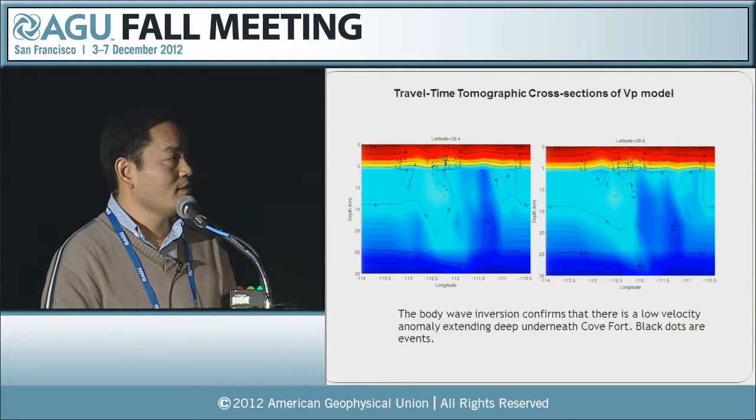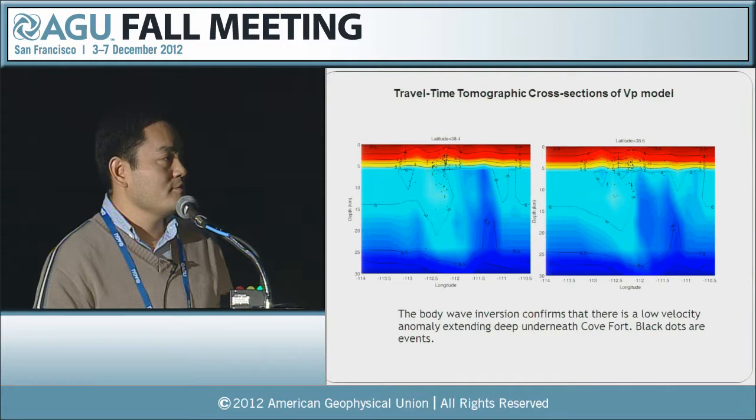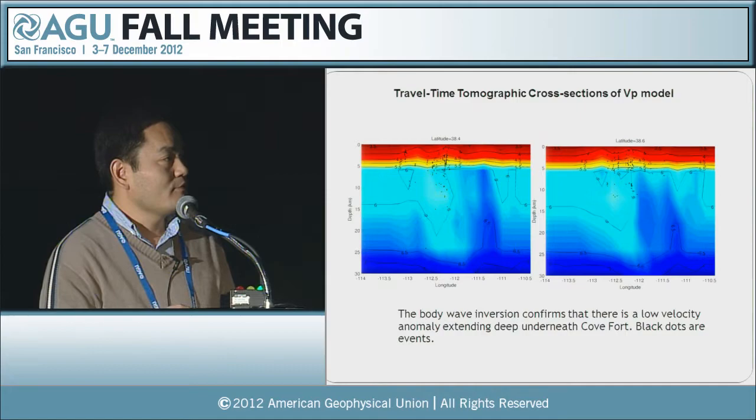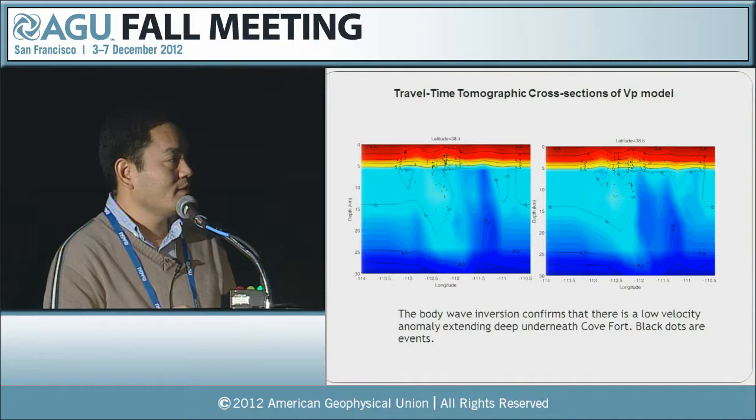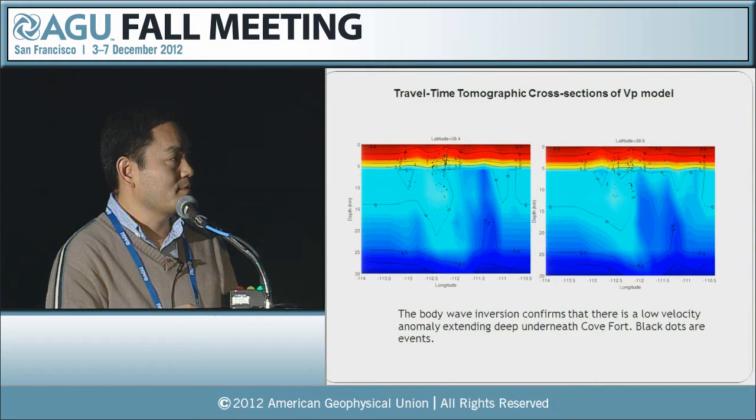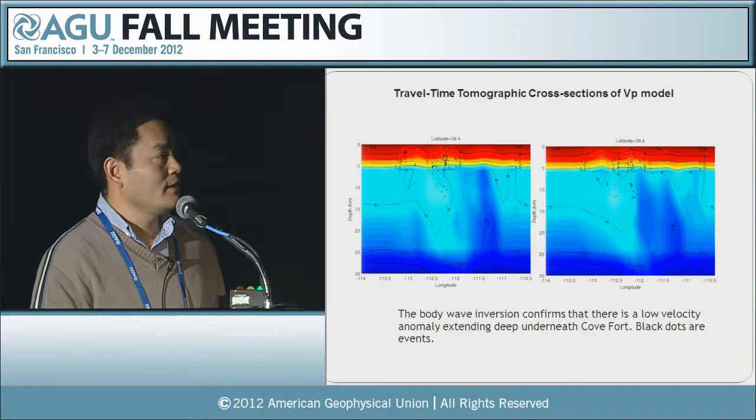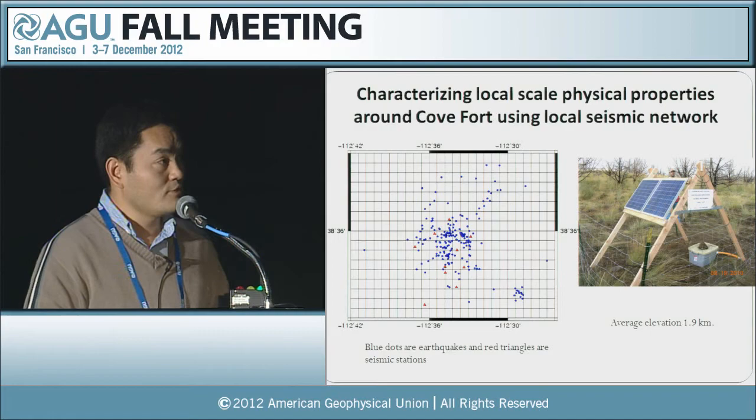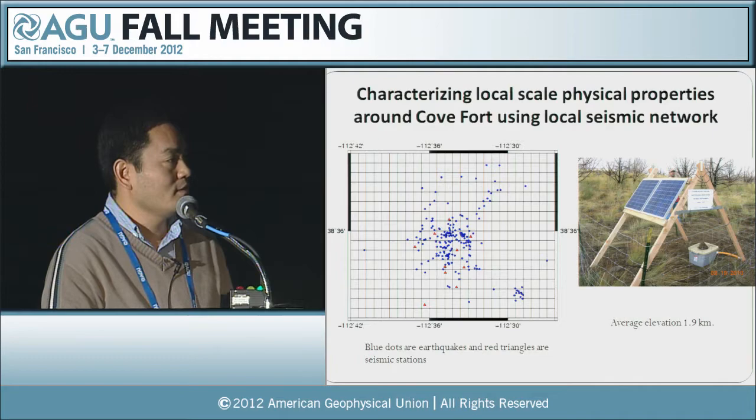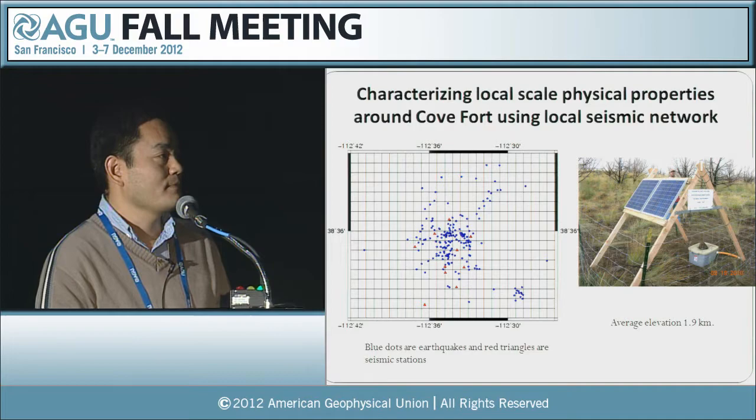However, because for this study we use data from around the whole state, we don't have much resolution at shallow depths. So we could not get the fine scale model at shallow depths, like from 0 to 5 kilometers. So in order to characterize the fine scale model around the Cove Fort area, in 2010, we installed 10 seismic stations around this area. Probably it's hard to see from behind. These triangles are seismic stations, and the blue dots are the earthquakes we collected from 2010 to 2011.